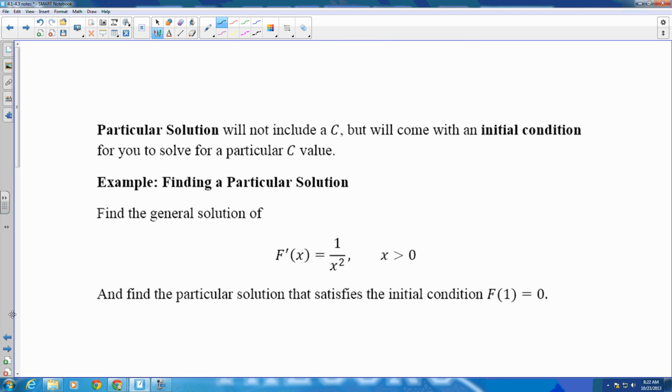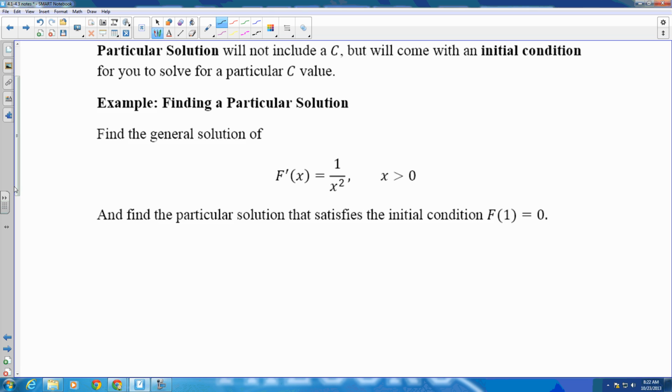Okay, so every time we've had that plus c, but now we're going to have this particular solution where we have to do an extra step after we find the integral to find out what that c is, so we have a particular c value instead of just c in our answer. So if we need to find the general solution where f prime of x is equal to 1 over x squared, x greater than 0, find the particular solution that satisfies the initial condition f of 1 equals 0. So the f of 1 equals 0 is what we're going to use to find out what our c is.